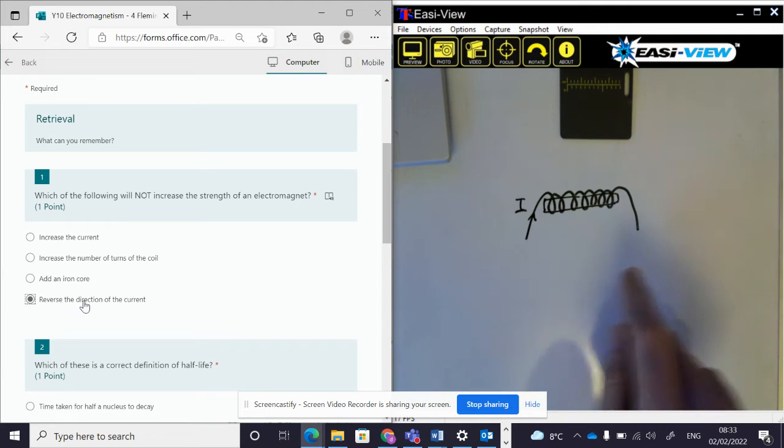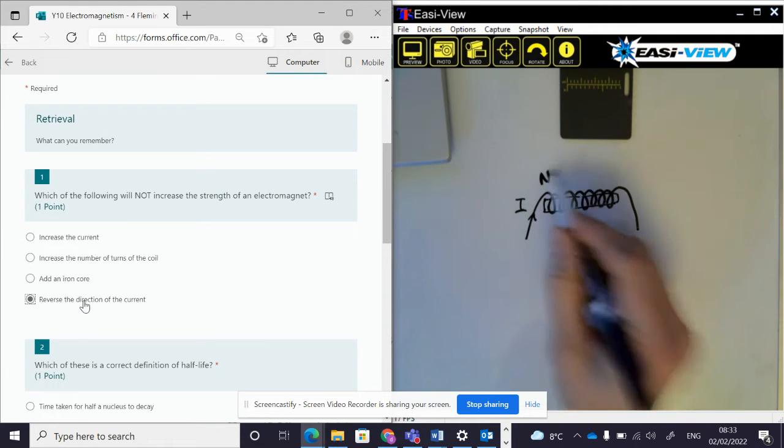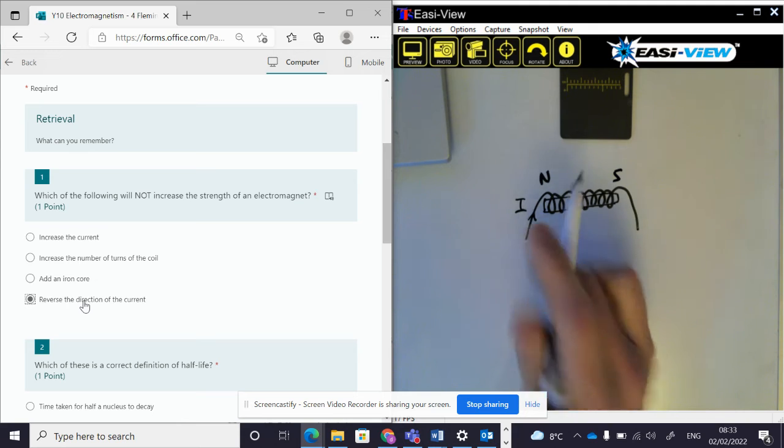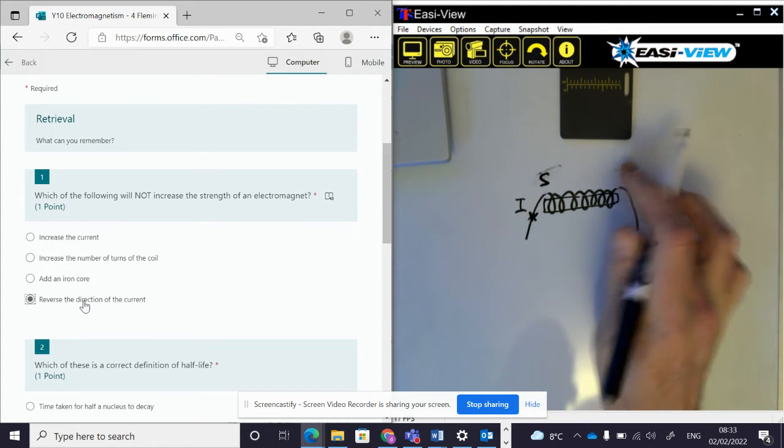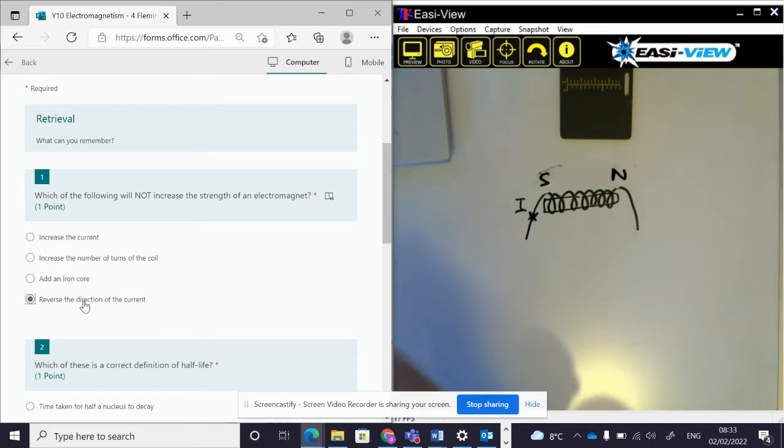Reversing the direction of the current just changes the poles. So if that's a north pole and that's a south pole, you swap the current round. All that happens is that swaps from north to south, and that swaps from south to north.